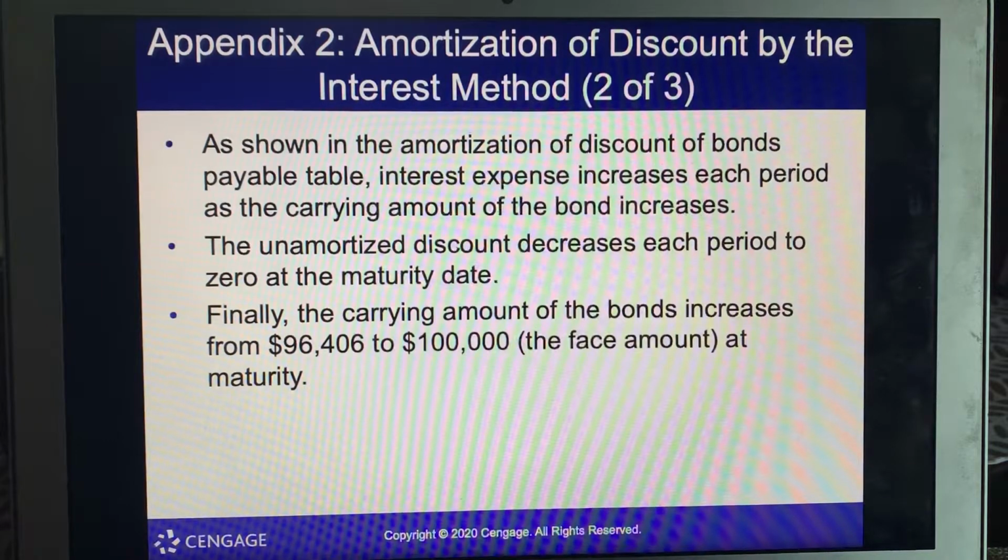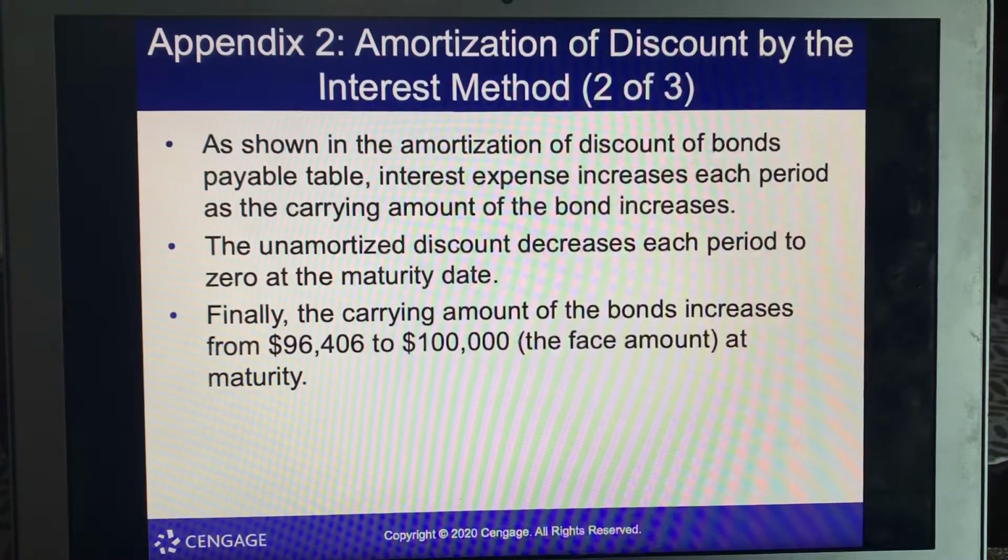Interest expense increases each period as the carrying amount of the bond increases. The unamortized discount decreases each period to 0 at the maturity date. Finally, the carrying amount of the bond increases from 96,406 to 100,000, the face amount at maturity.